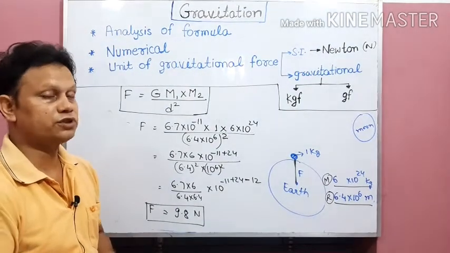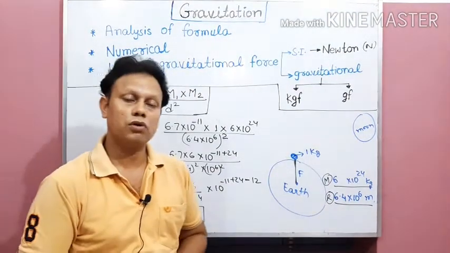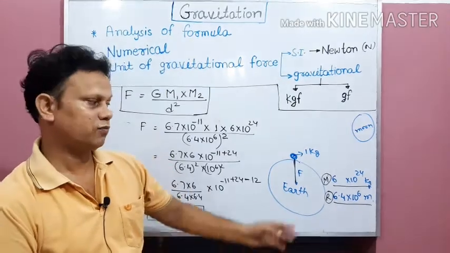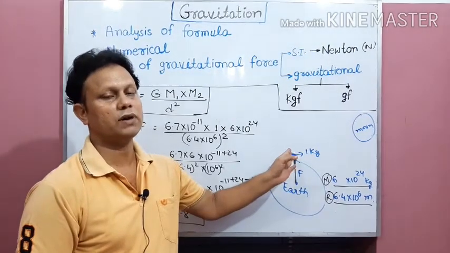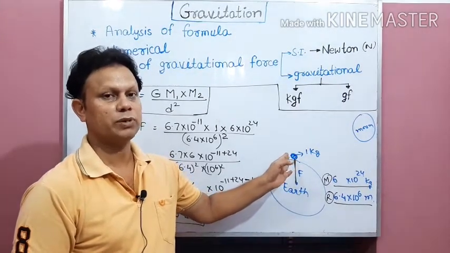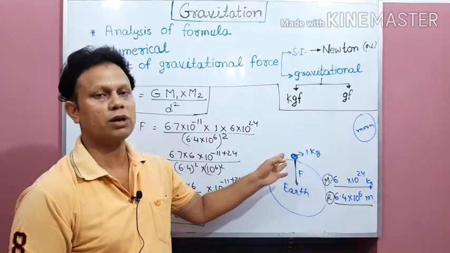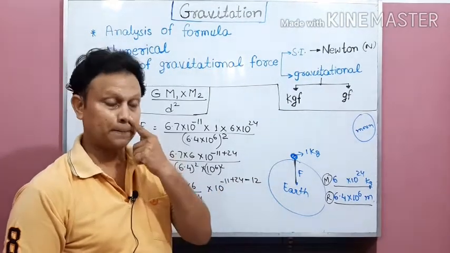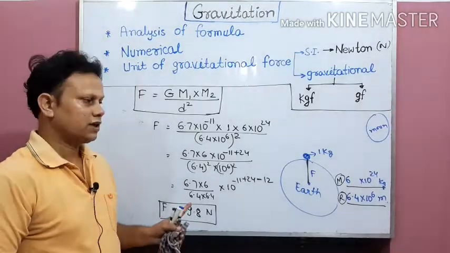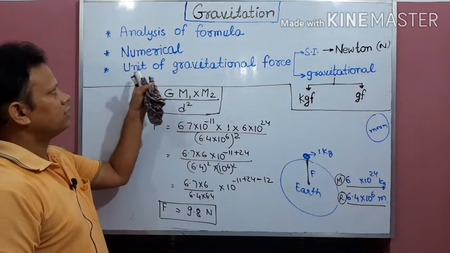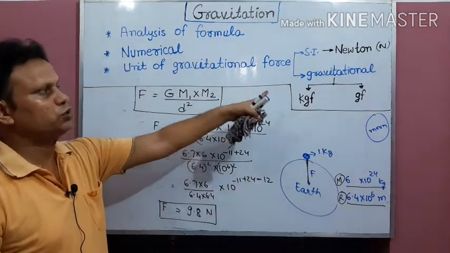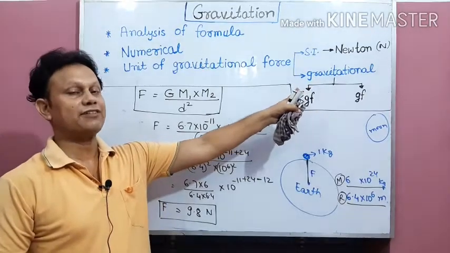So this is the force which exists between two objects, one is the earth and one is of mass 1 kilogram. By this force the earth is attracting this 1 kilogram object towards its center. After getting this calculation, we are going to understand a new way of measuring gravitational force.